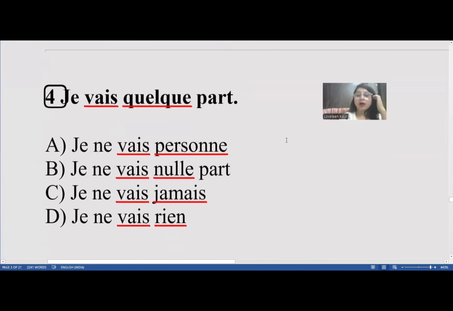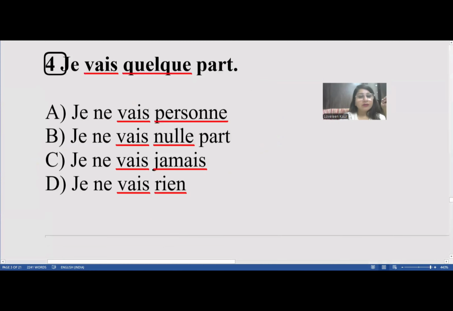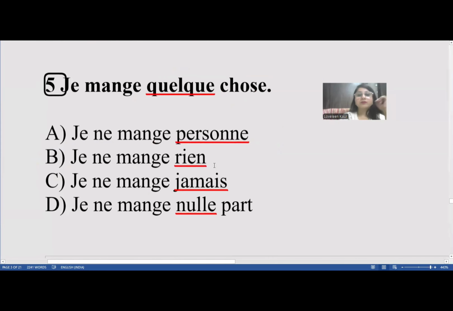Je vais quelque part. Yes, again the B part. Je ne vais nulle part. Quelque part means somewhere. It will change to nulle part. Je ne vais nulle part. I'm not going anywhere. I'm going somewhere. I'm not going anywhere.